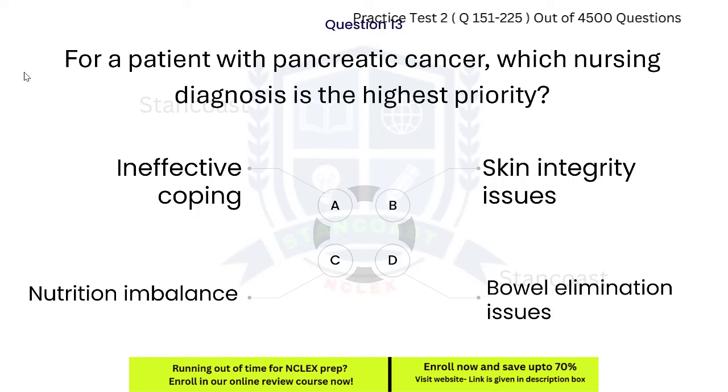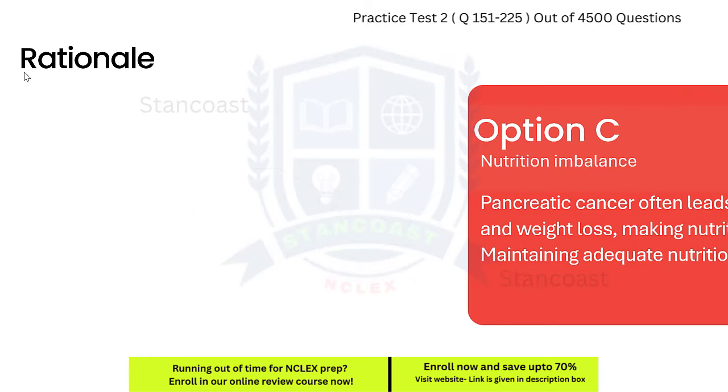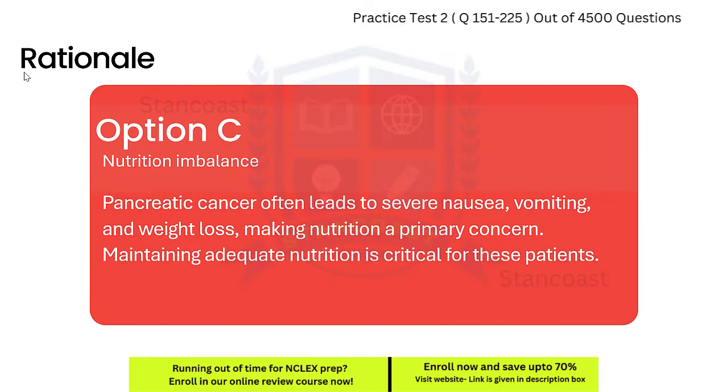The correct answer is C. Nutrition imbalance. Pancreatic cancer often leads to severe nausea, vomiting, and weight loss, making nutrition a primary concern. Maintaining adequate nutrition is critical for these patients.